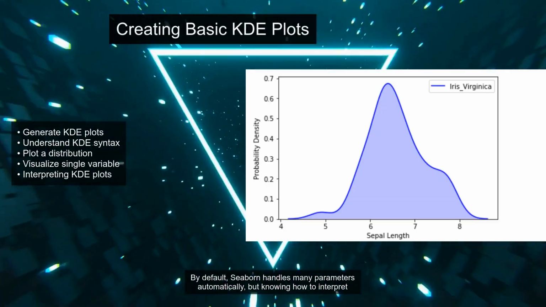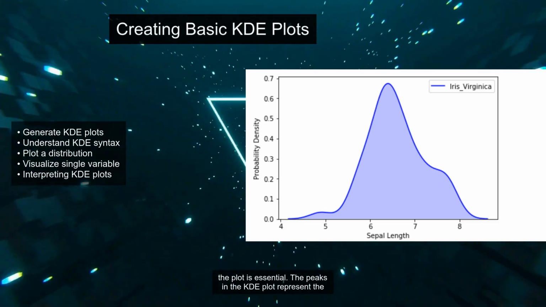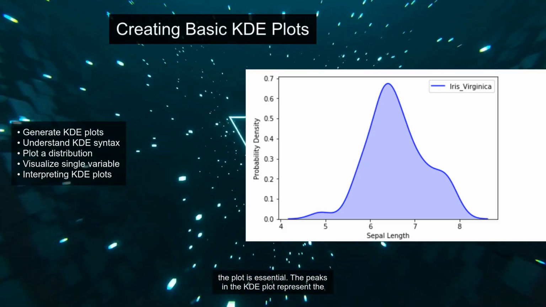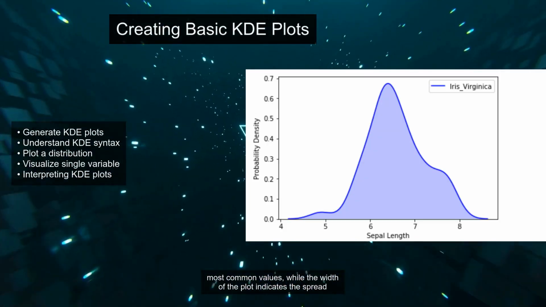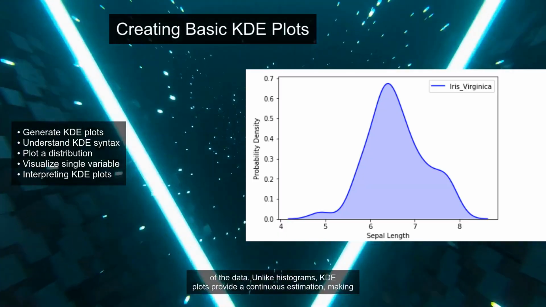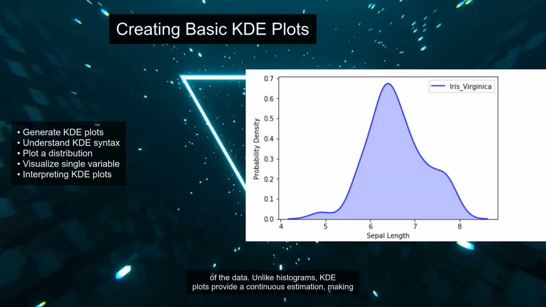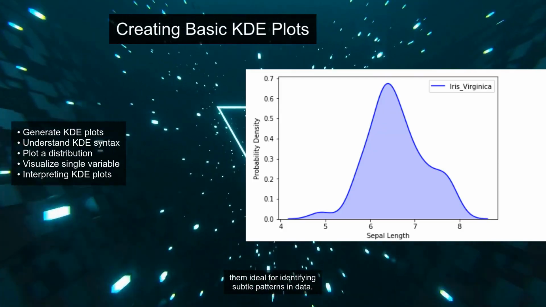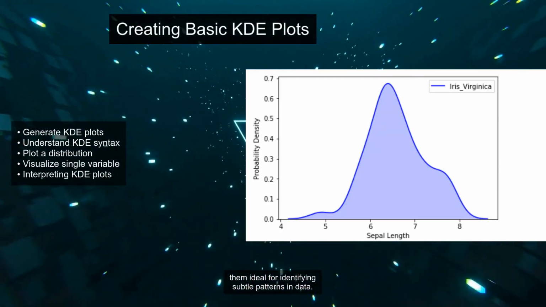By default, Seaborn handles many parameters automatically, but knowing how to interpret the plot is essential. The peaks in the KDE plot represent the most common values, while the width of the plot indicates the spread of the data. Unlike histograms, KDE plots provide a continuous estimation, making them ideal for identifying subtle patterns in data.